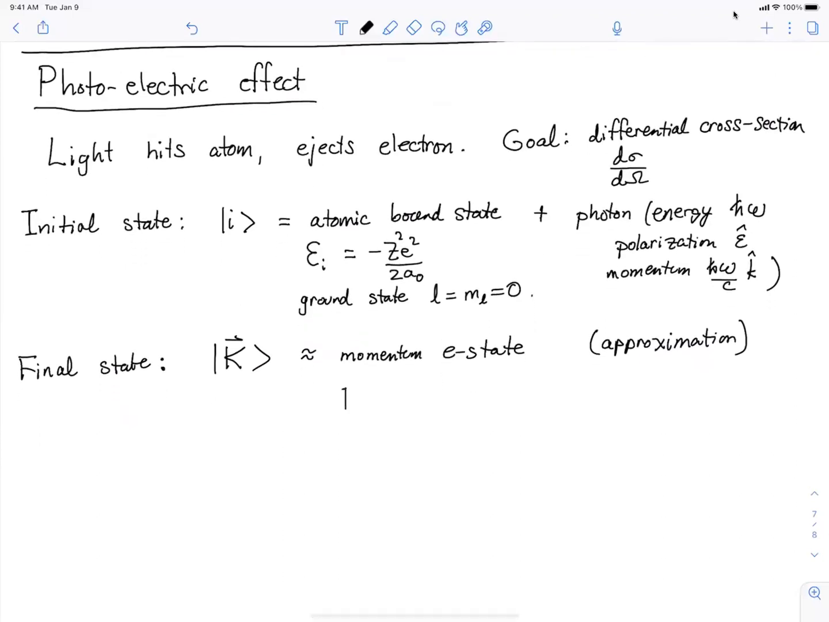Okay, so the final state momentum is h bar times the wave vector. And the energy of it, since we're conveniently pretending it's a plane wave, is just h bar squared k squared over twice the mass of the electron.